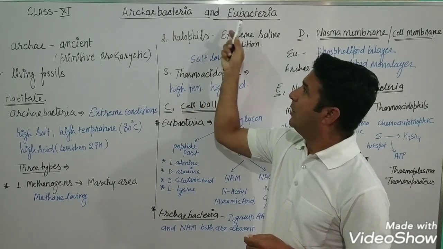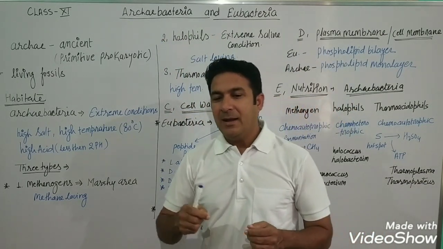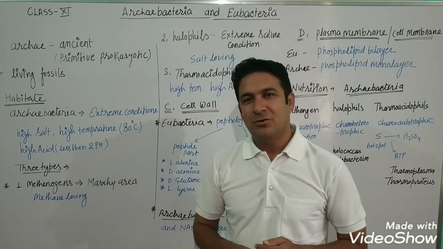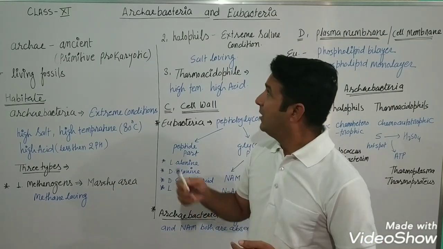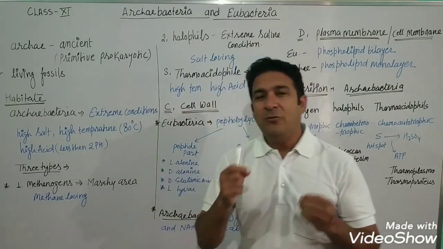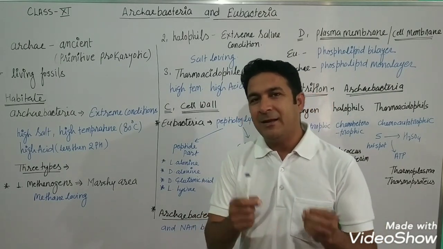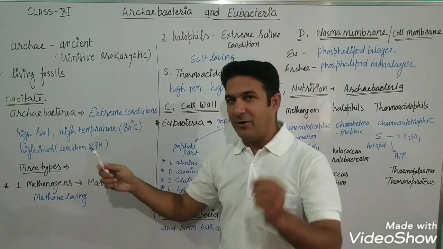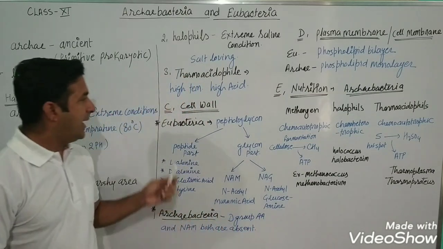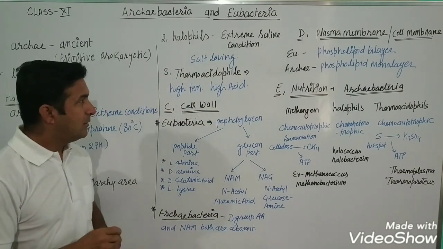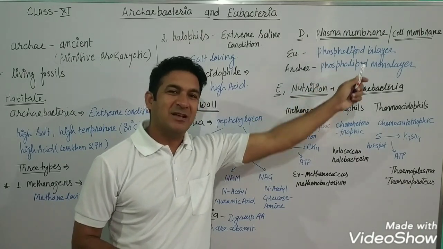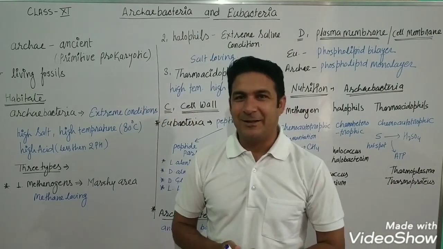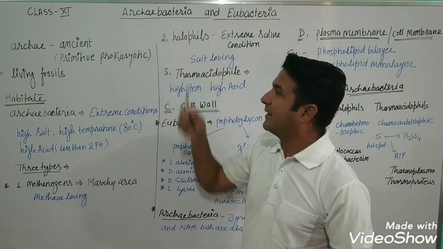We will try to know about Archaebacteria and Eubacteria by looking at some points that make the difference between these two. So let's start the topic. First of all, we will compare both Archaebacteria and Eubacteria by their name, by their habitat where they are found, by the composition of cell wall, by the composition of cell membrane and plasma membrane, and by their nutrition habits. So let's start the study.